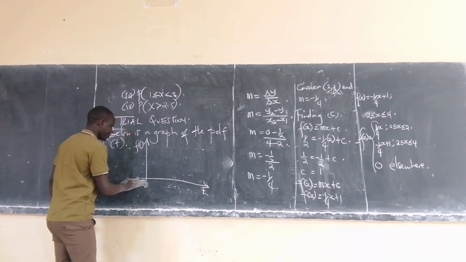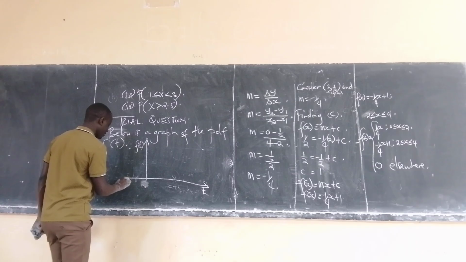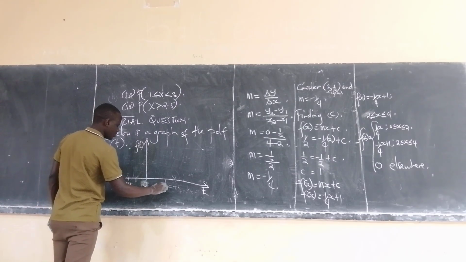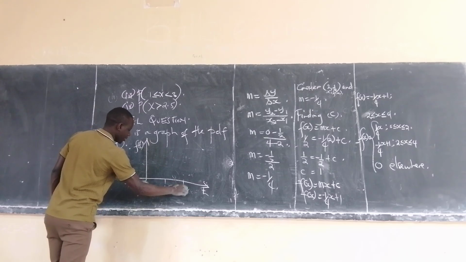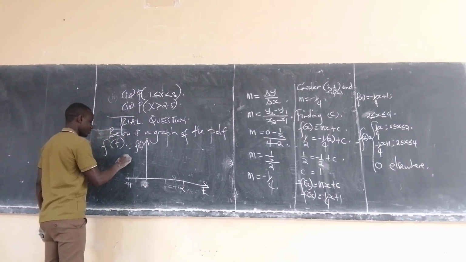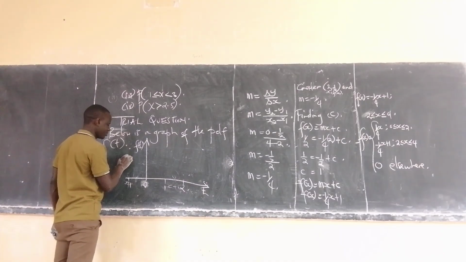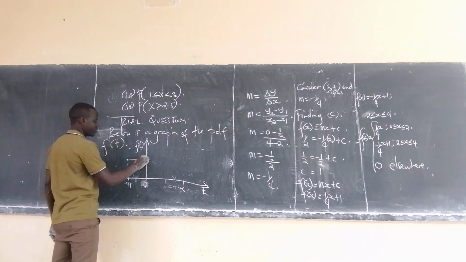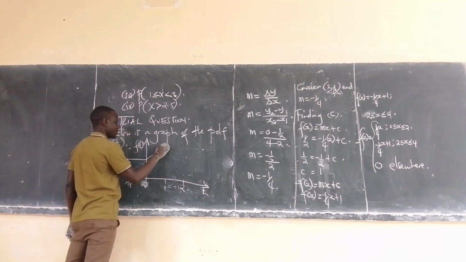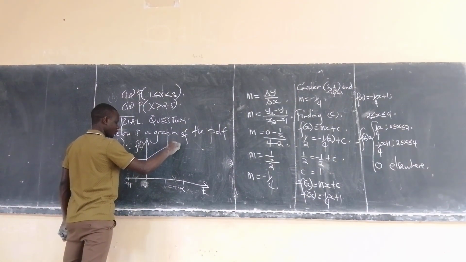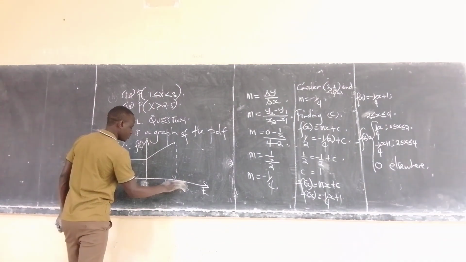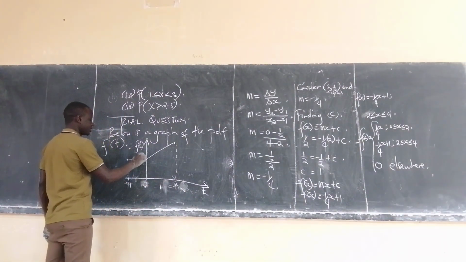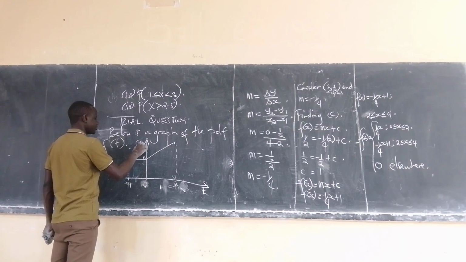It stretches from -1, 0. We have 1 and 2. So it runs from -1 up to 0. Then from 0 up to 2. This is k. Then this is 2k.